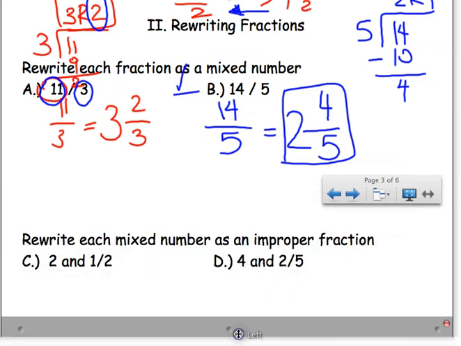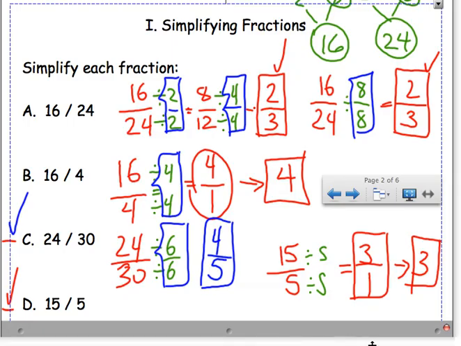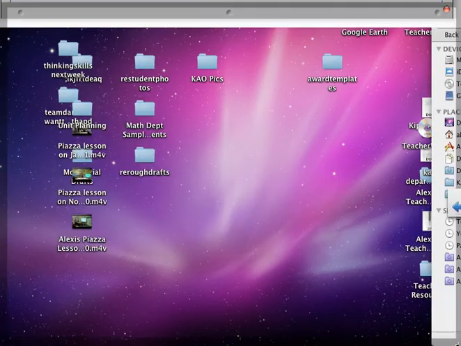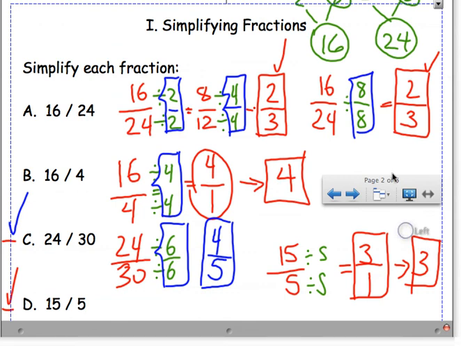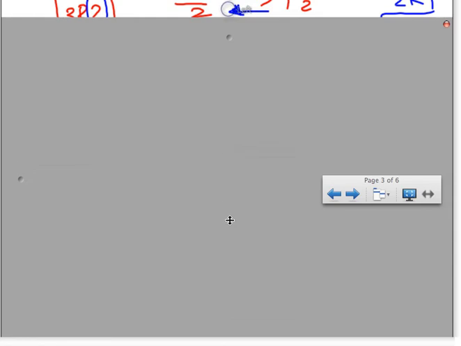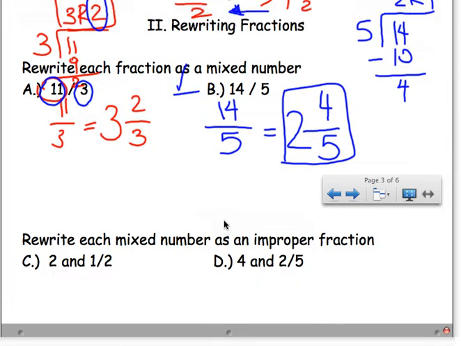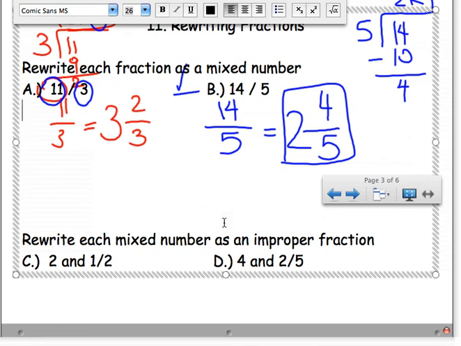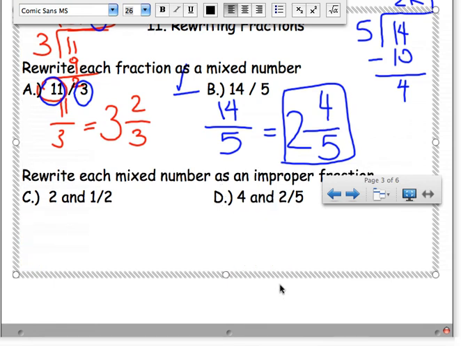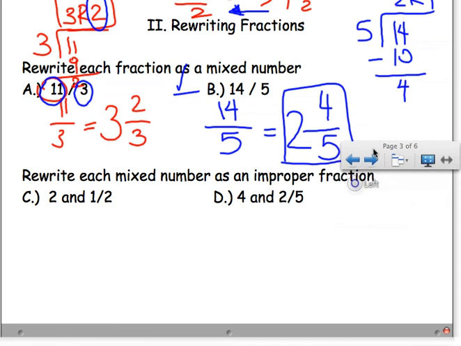Now we're going to revisit how you go the other way around. For the sake of space here, I'm going to fix this a little bit so that we can have a little more space here. And now we're ready to go.